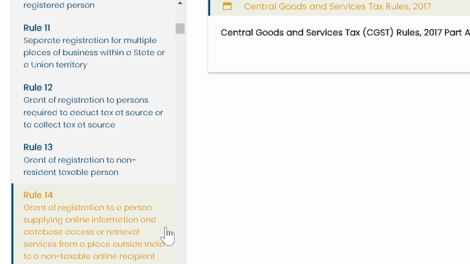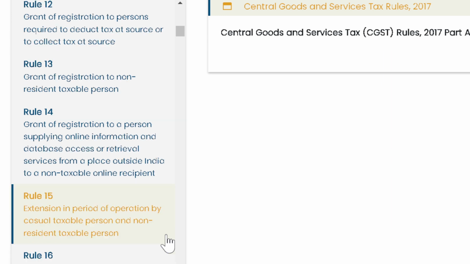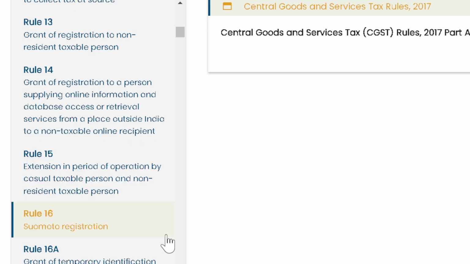Rule 14, Grant of registration to a person supplying online information and database access or retrieval services from places outside India to a non-resident, non-taxable online recipient. Rule 15, Extension in the period of operation by casual taxable person and non-resident taxable person. Rule 16, Suo motu registration.